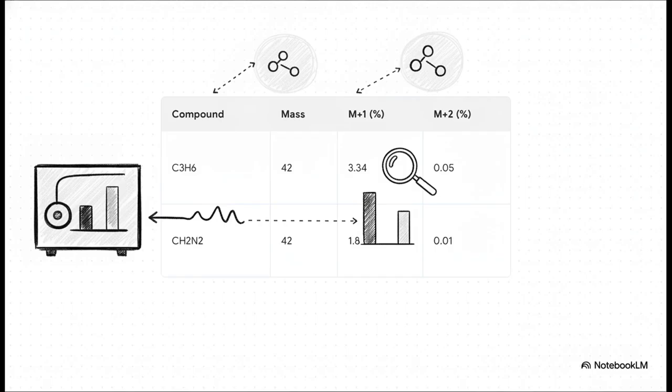Propene has 3 carbons, so its M+1 intensity is roughly 3 times that 1.08, giving us 3.34%. Diazomethane, on the other hand, only has 1 carbon, so its M+1 peak is much smaller, hovering at 1.87%. By simply doing the math on these isotope ratios, we can easily tell these two molecules apart entirely based on the intensity of their M+1 peaks. No expensive high-resolution equipment required, just some really clever arithmetic.